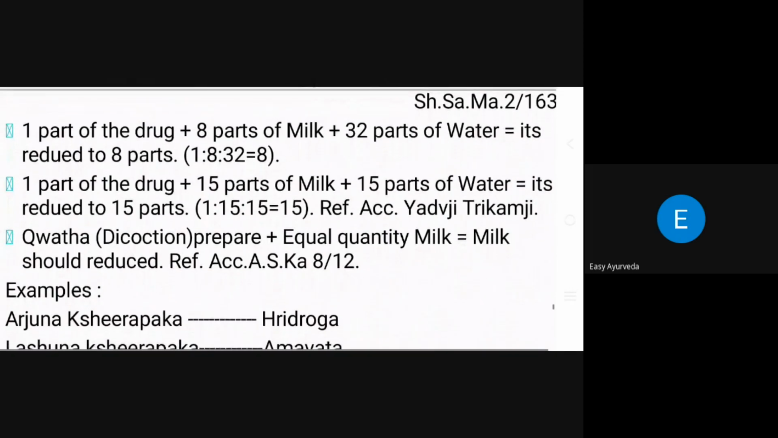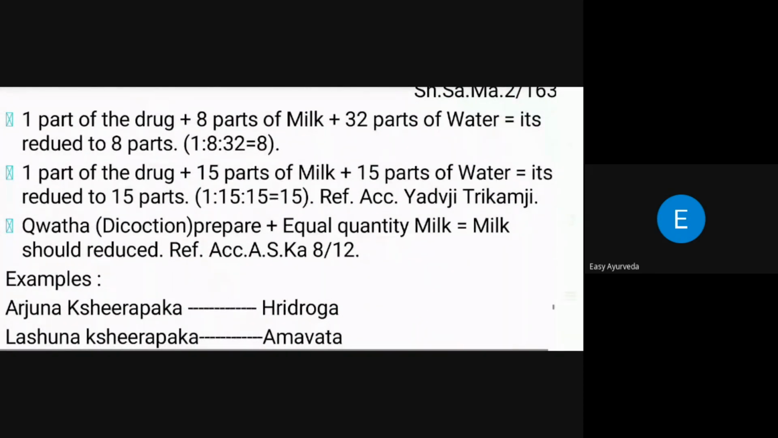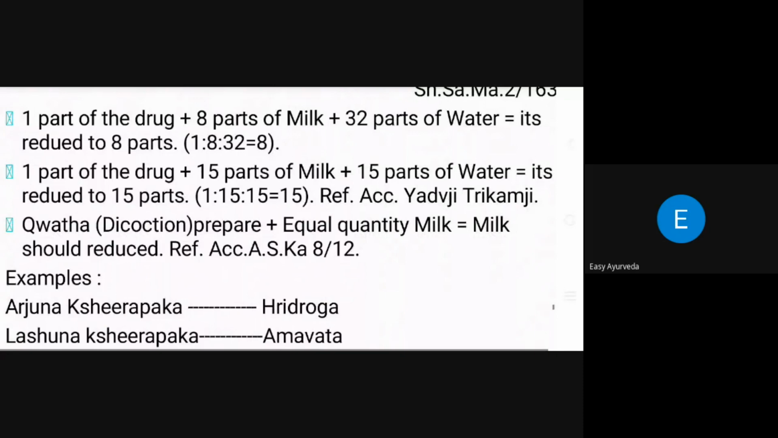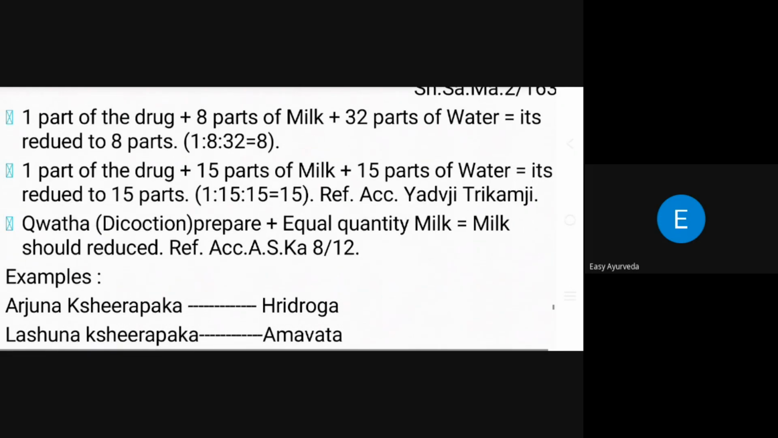Next, according to Acharya Yadavji Trikamji, he mentioned one part of the drug, 15 parts of water and 15 parts of milk. That is a 1:15:15 ratio, and it should be reduced to 15 parts itself, according to Yadavji Trikamji.